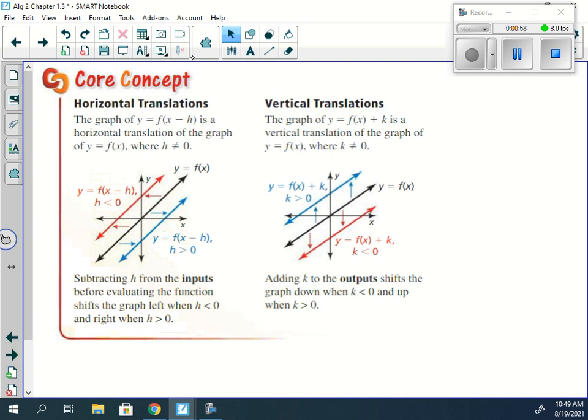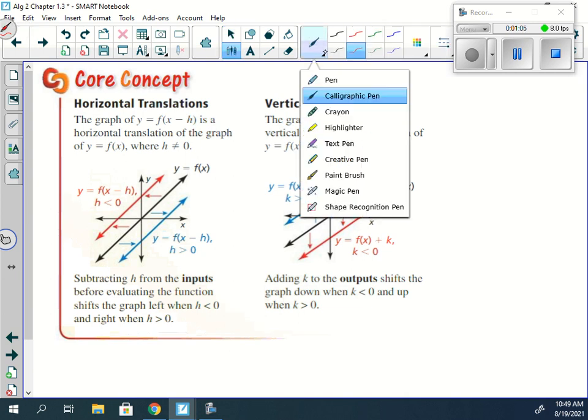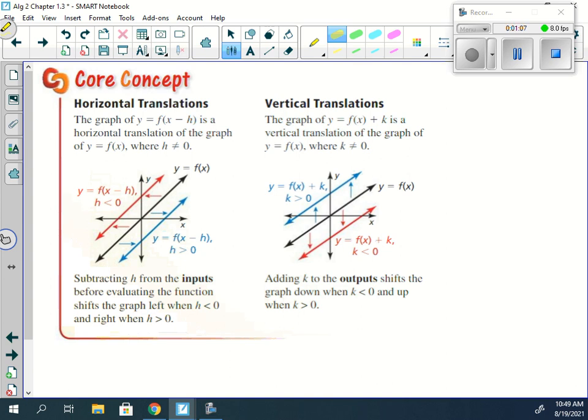But the big thing here is if it's a horizontal translation to the left or right, we say that it is, let's get a highlighter. y is equal to f of x minus h, where h is the value of that movement to the left or right. So whenever we take a function y equals f of x, we can use this to move it to the left or right.